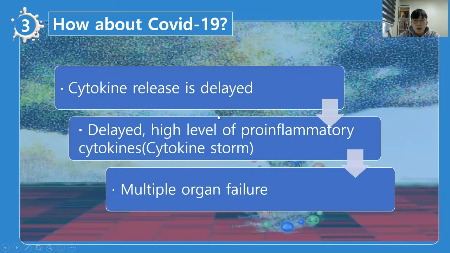And finally, I'll be looking at COVID-19. In the early stage of COVID-19 infection, cytokine release is delayed, and this makes asymptomatic cases, who are infected with a virus but have no symptoms. But after some time, a large amount of pro-inflammatory cytokines are released, and this can lead to multiple organ failure. Since what makes us sick is our immune system, even people with good immunity are at risk.